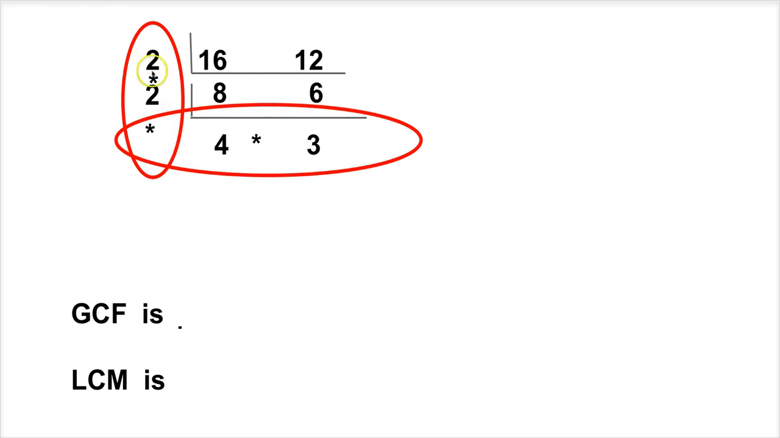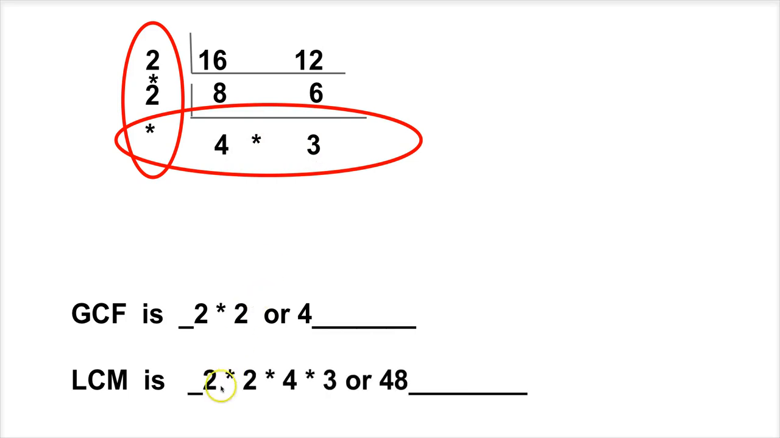So I'm looking at the outside of the step-down method, and I have 2 times 2. Well, my GCF is going to be 2 times 2, or 4. My LCM, remember I said I'm going to take the numbers on the outside, and I'm going to multiply that by factors that we have at the very end. So my LCM is going to be 2 times 2 times 4 times 3, or 48.